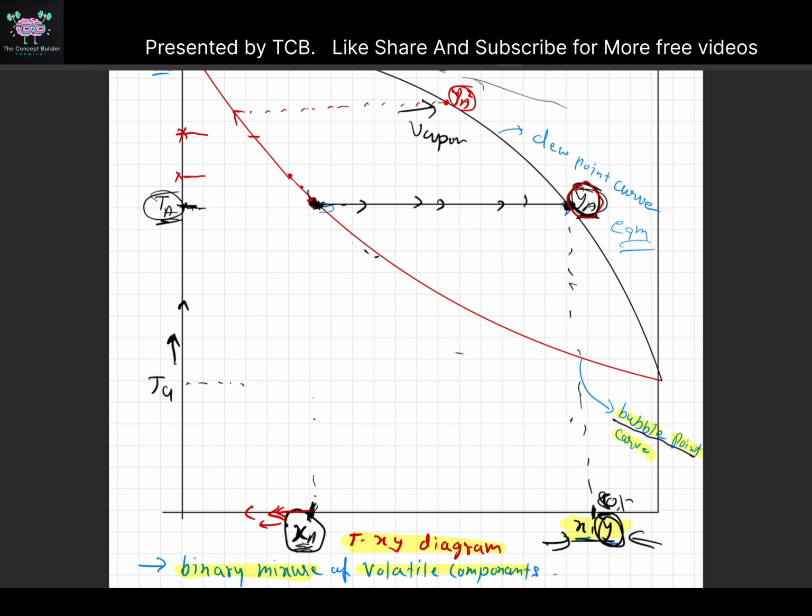So for a mixture of any composition, there is a temperature at which it will boil, and when it boils, it will produce a vapor of a certain composition at this temperature. So a mixture of XA composition at temperature TA will have a YA composition of vapor. Okay, this is the basic idea.